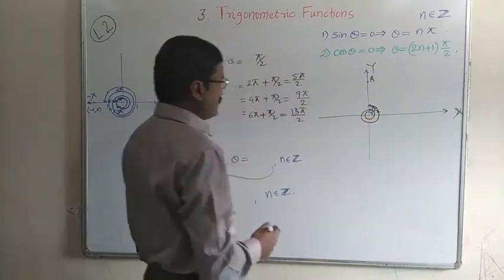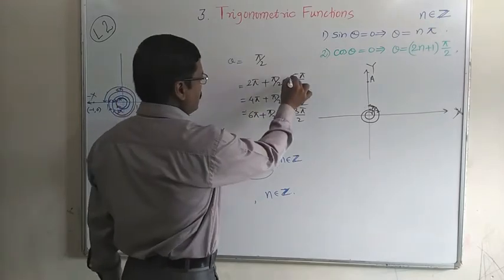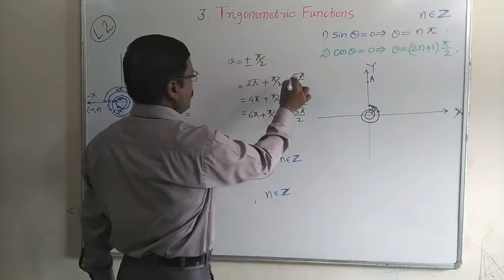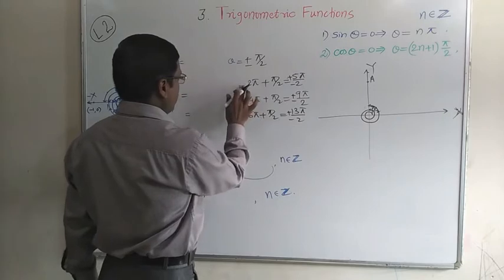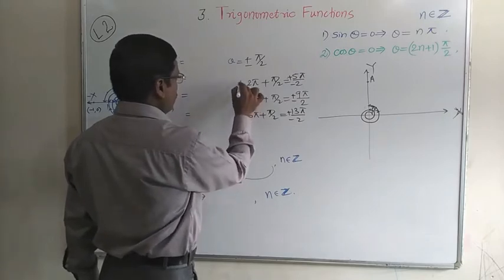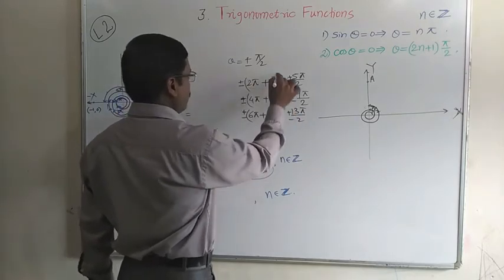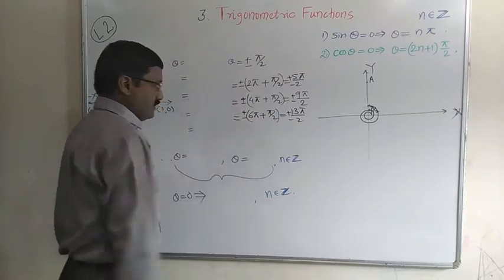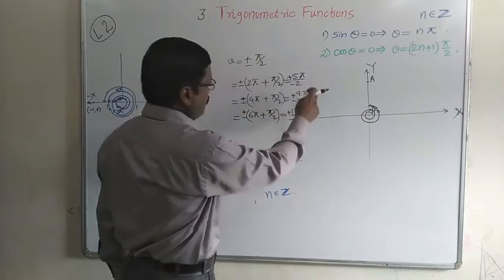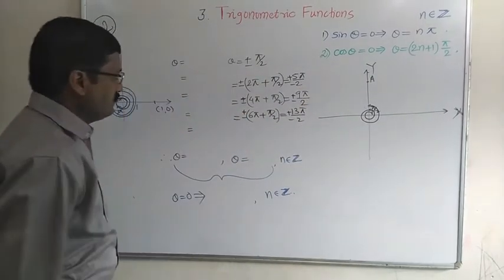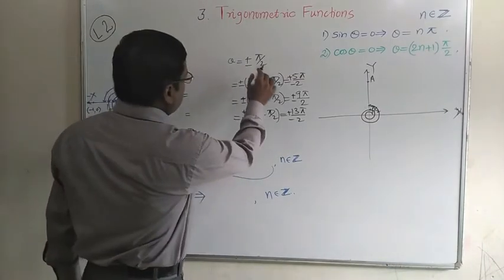If we take the negative direction, then we will get all these negative angles, that is plus minus pi by 2, and so on. So cos theta is equal to 0 when theta is equal to plus minus pi by 2, 5 pi by 2, 9 pi by 2, 13 pi by 2, with positive and negative signs, and so on. In this way, we can find these numbers.